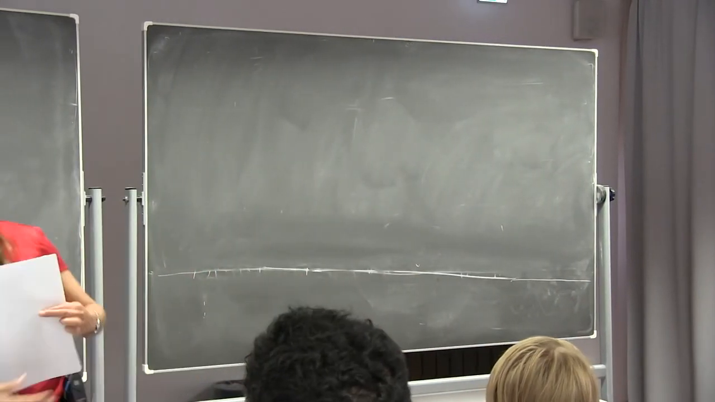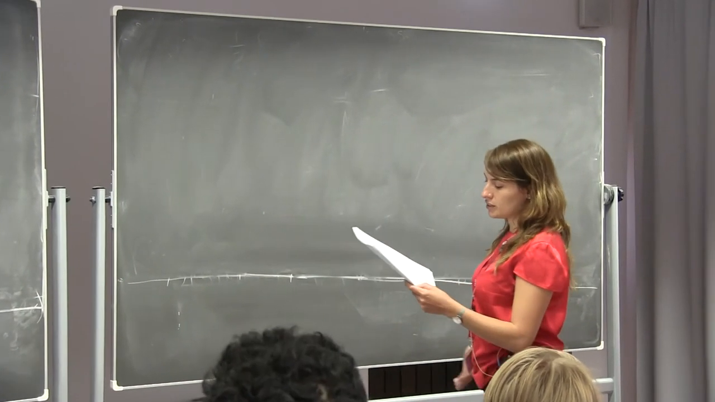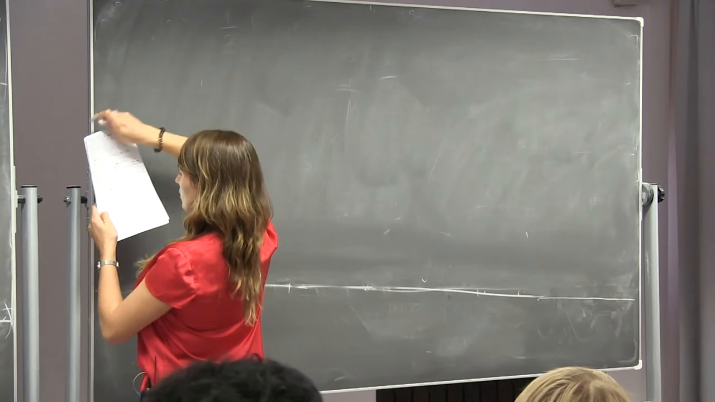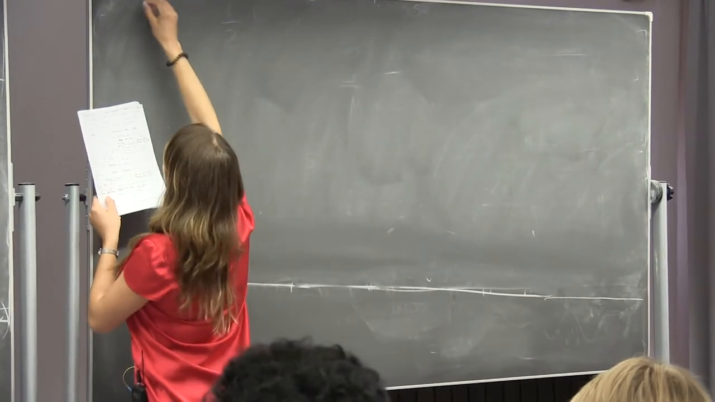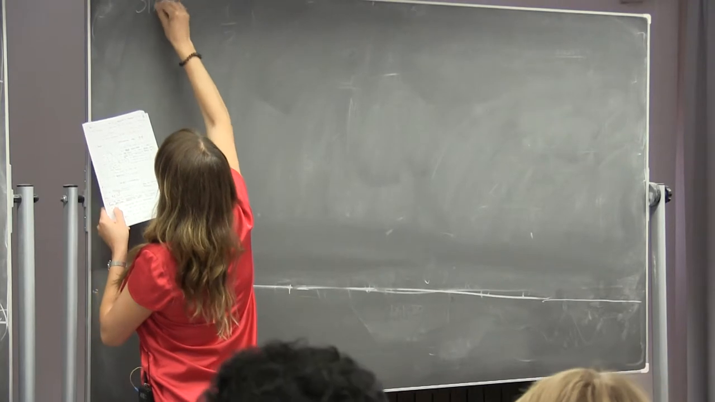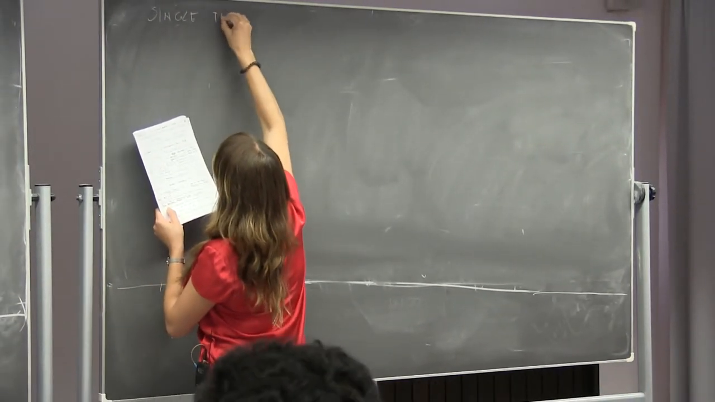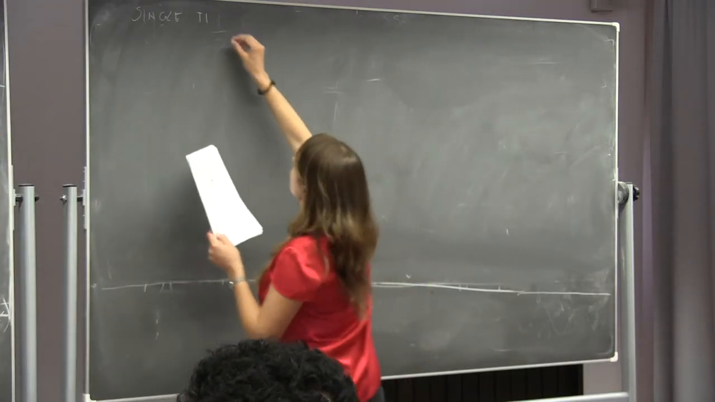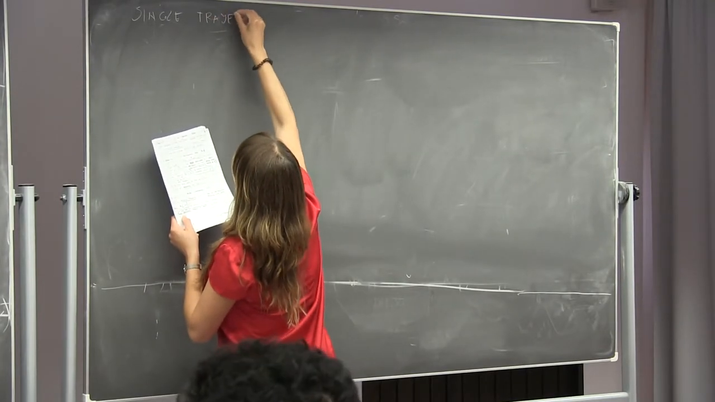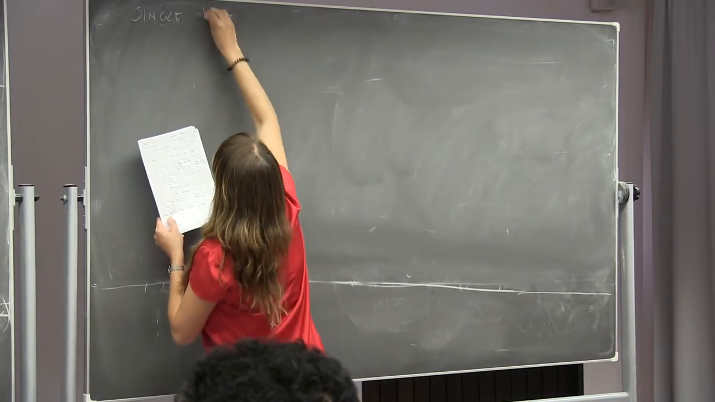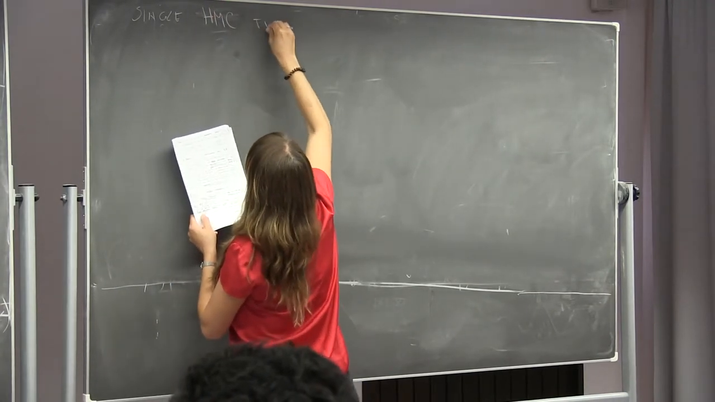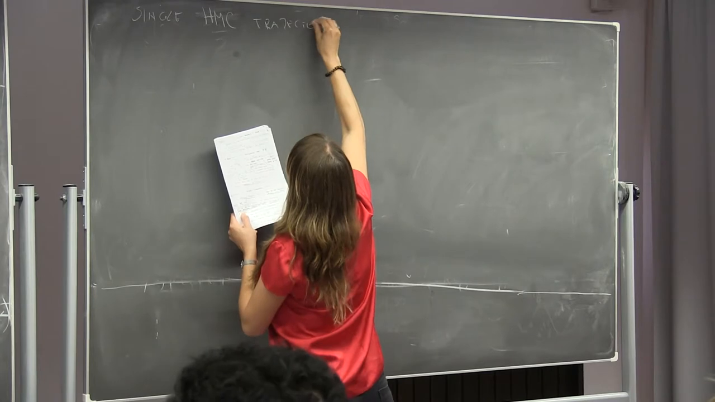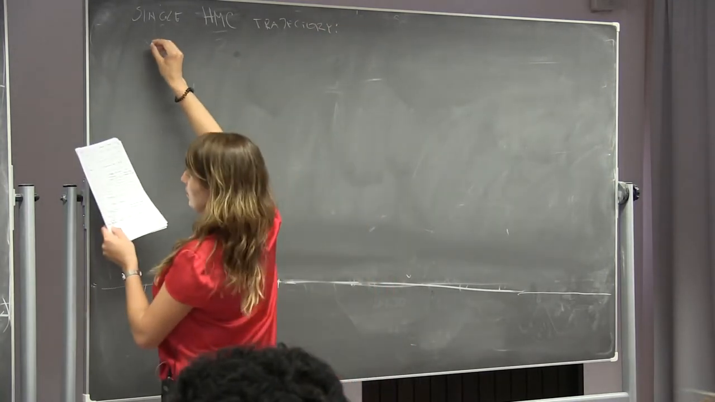So we now come to the basic ingredients of the hybrid Monte Carlo algorithm. And we're going to illustrate a single trajectory update. So what happens starting from one point in configuration phase space until we get to the next point in configuration phase space. So a single hybrid Monte Carlo trajectory. And these are the ingredients.